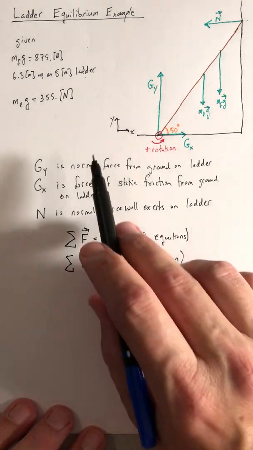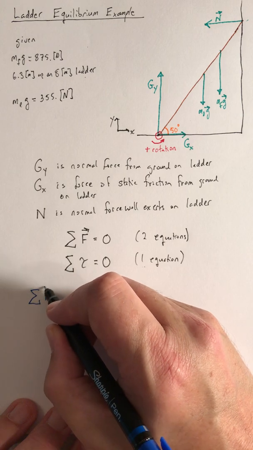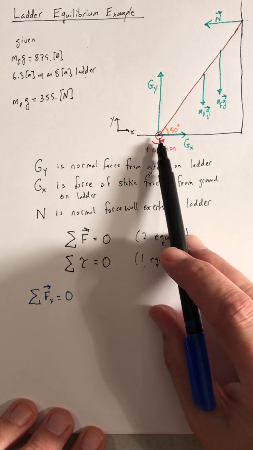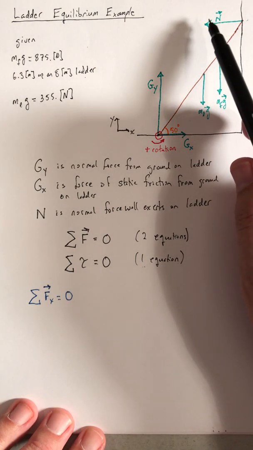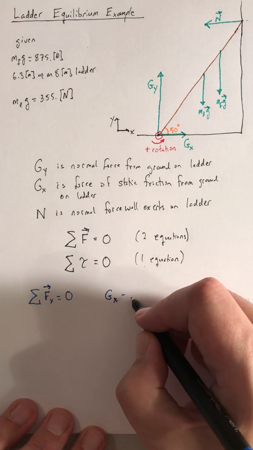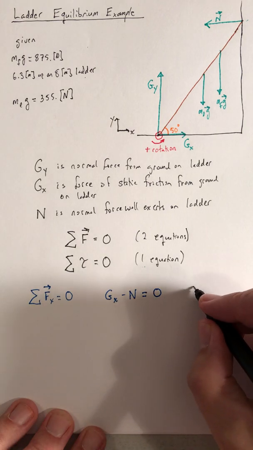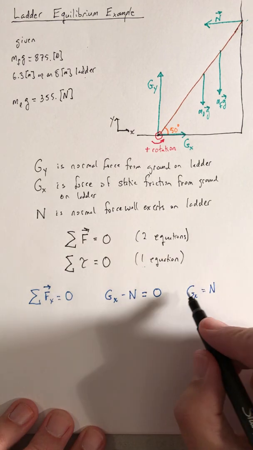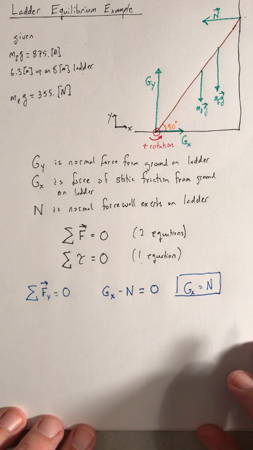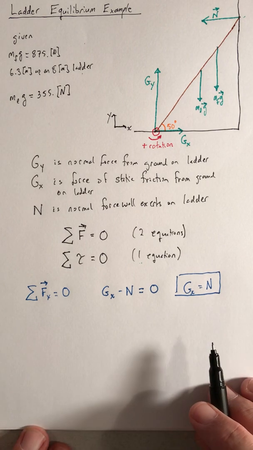If you look at equilibrium acting left and right, that's the condition that all of the x components of the forces sum to 0. For that, I have one component, Gx, in the positive direction, and I have one force, N, in the negative direction. So that tells me the x component of the ground's force minus the normal force is equal to 0, or the x component of the ground force is equal to the normal force that the wall exerts. I don't know either of those yet, but as soon as I know one, I immediately know the other one. Okay, so that's one equation.